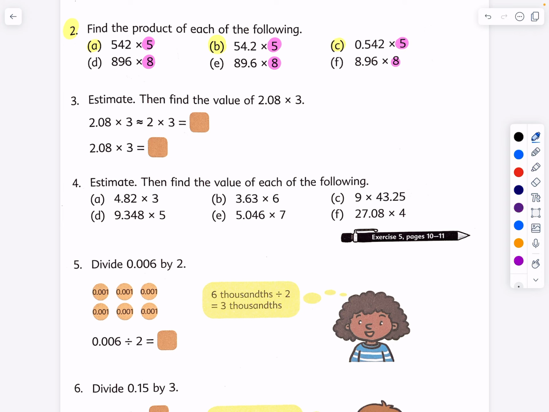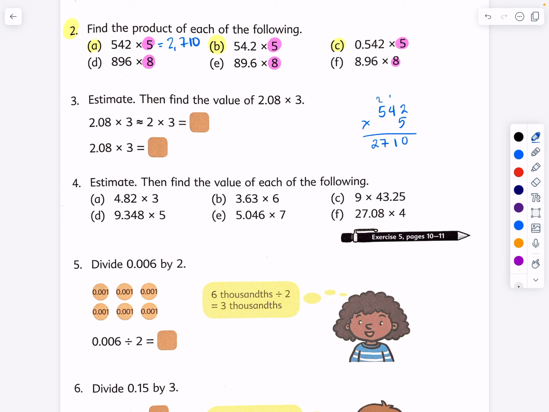Let's do the first 3 examples, A, B, and C. Step 1, let's first compute 542 times 5. You do your typical calculation you have done since 3rd and 4th grade. 542 times 5. Let's do it stacked. 2 times 5 is 10. We group 1. 4 times 5 is 20. We add 1, and this is 21. So we group 2, 5 and 27. So we have 2,710.